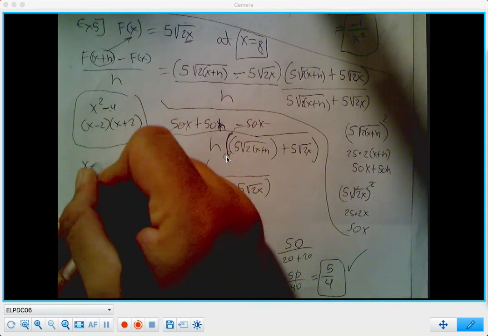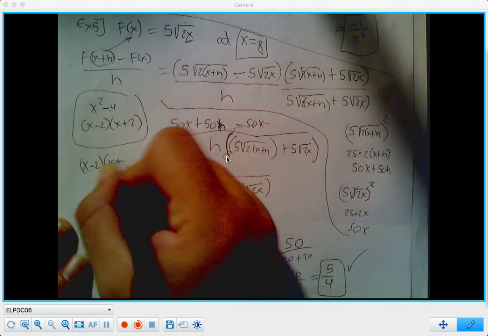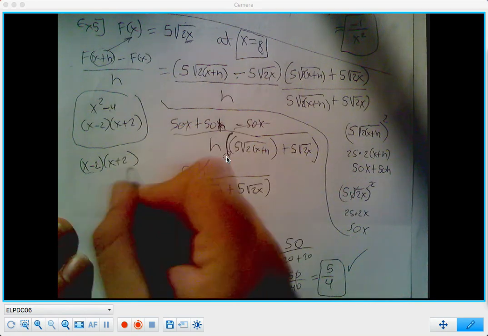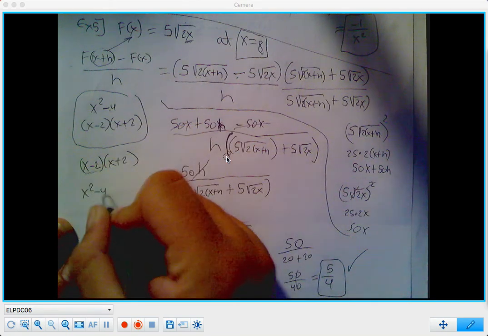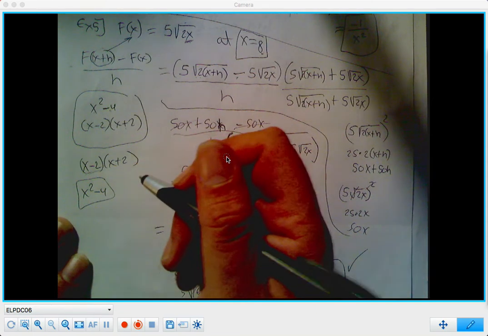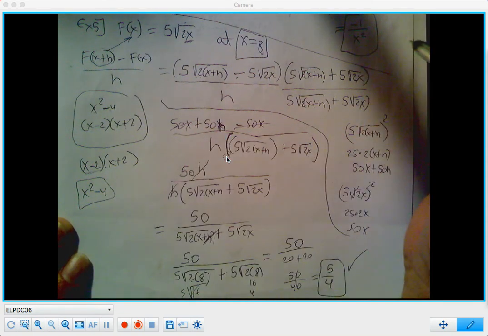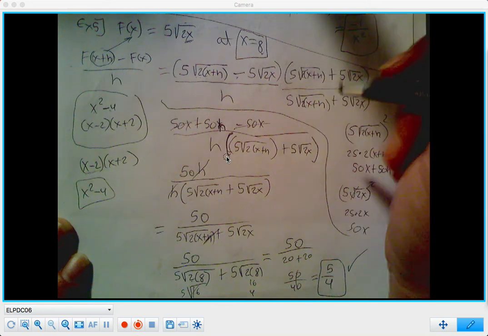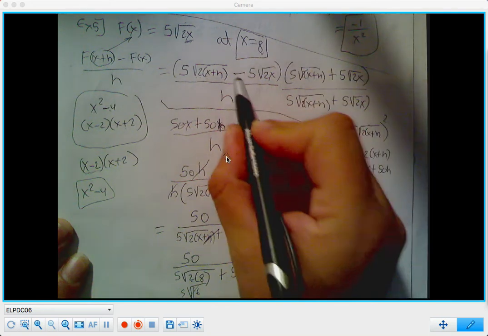So if they're telling you, can you please multiply this? When you multiply it, you get x squared minus 4. Okay? So you have to learn how to identify that here.